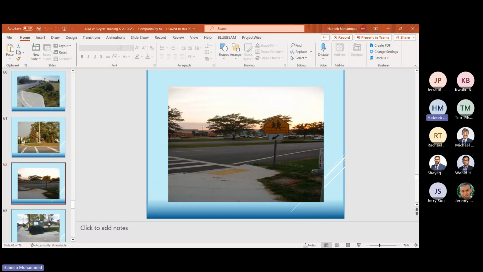All right. So how about this one? Anyone want to take a shot? Looks like the same thing. It looks like it is a perpendicular ramp, and you don't have that level landing in the back.